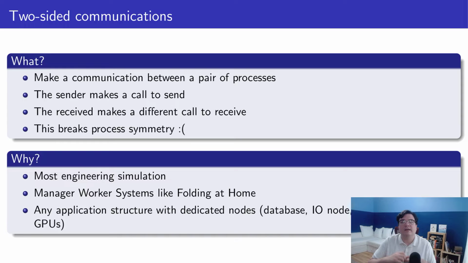The core goal is to create a communication between a pair of processes. The communication is said to be two-sided because both the sender and the receiver have to make an explicit function call. They actually make calls to different functions, which breaks process symmetry. As a result, it will be harder to program these communication patterns. But despite being harder to use than collectives, many applications are expressed more naturally using point-to-point communications.